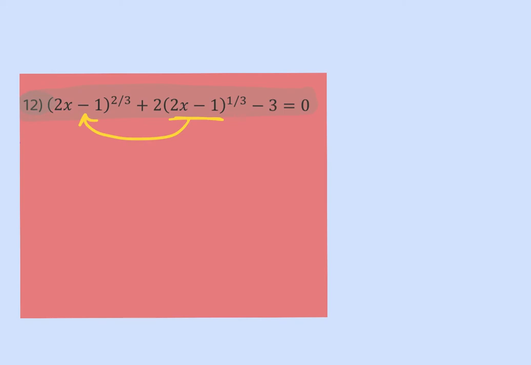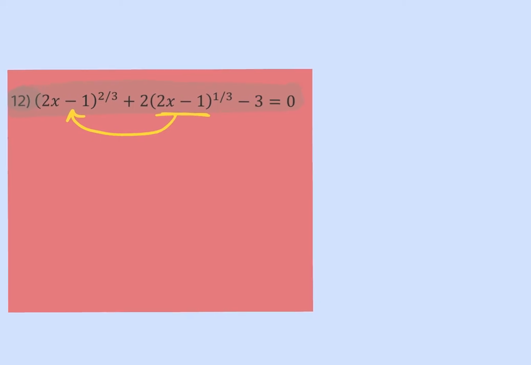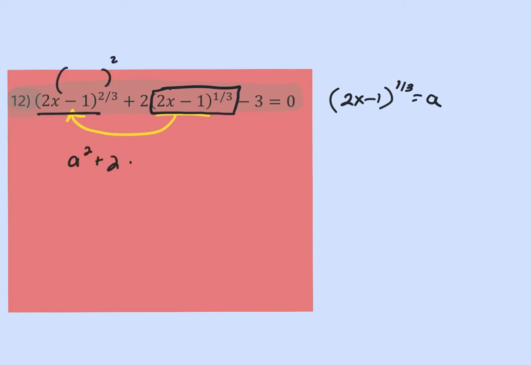Because something raised to the 1/3 squared would be something raised to the 2/3, I can use this substitution method. So I take whatever is being raised to this 1/3, this whole thing, I'm going to make A. It could be any variable you want, but they tend to choose A mostly, so we're going to follow suit. So I'm going to replace that term with A, and this first one would be that term squared. So this is going to be A squared plus 2A minus 3 equals 0.